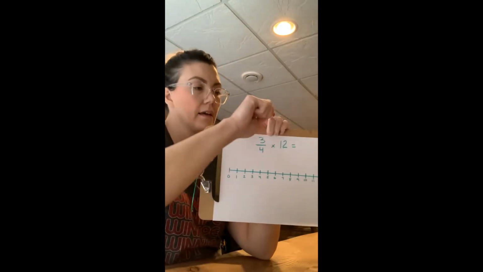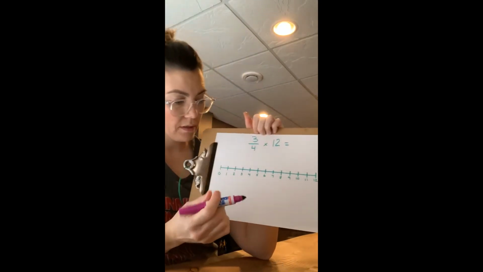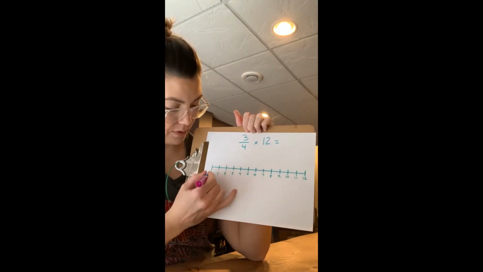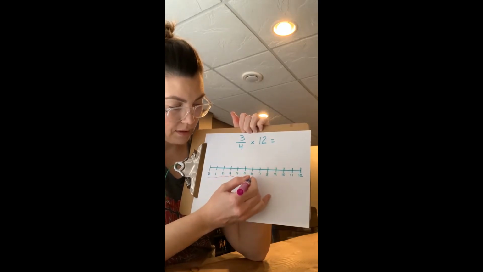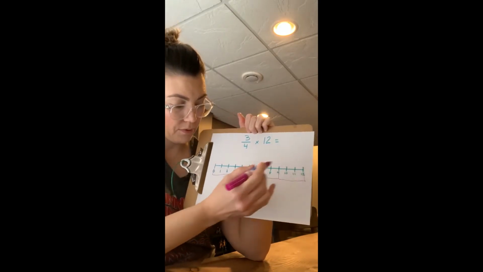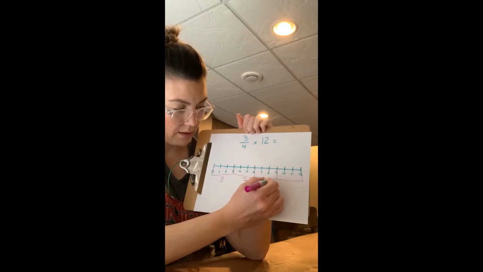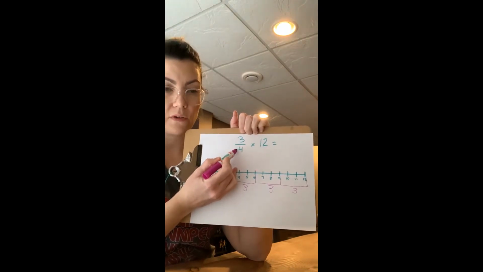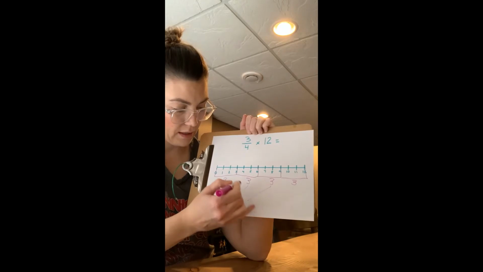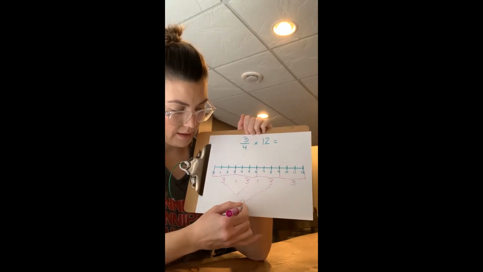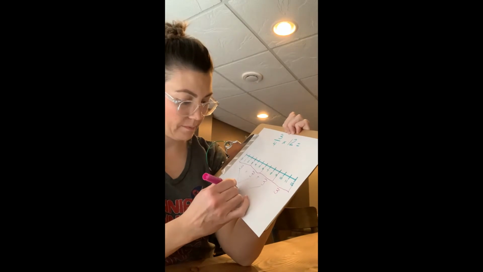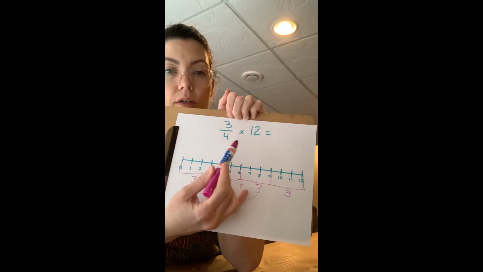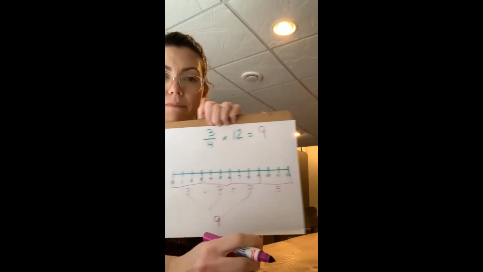So as I was saying, splitting into 4 equal groups: 6 gives me 2 equal groups, and 3 gives me 4 equal groups. So I'm going to have a group of 3 here, a group of 3 there, a group of 3 there, and a group of 3 there. Now I want to know what 3 out of the 4 groups is. So if I add these 3 together, that gets 9. So then I know again that 3/4 times 12 is 9.